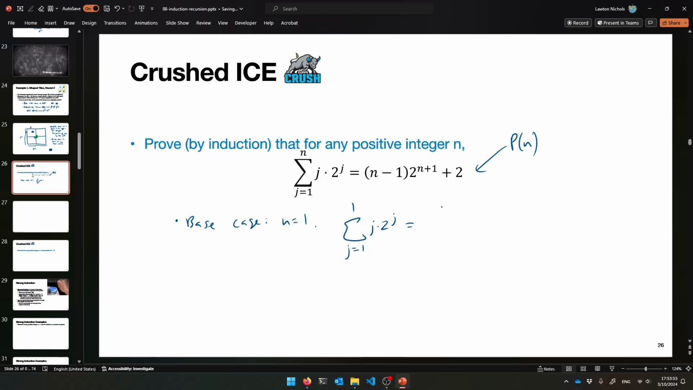If n is 1, it's 0, right? 0, 1 minus 1, times 2 to the 1 plus 1, or, yeah, 2 to the 1 plus 1, 2 to the 2 squared plus 2. We need to show that that's equal. And so let's figure this out together.